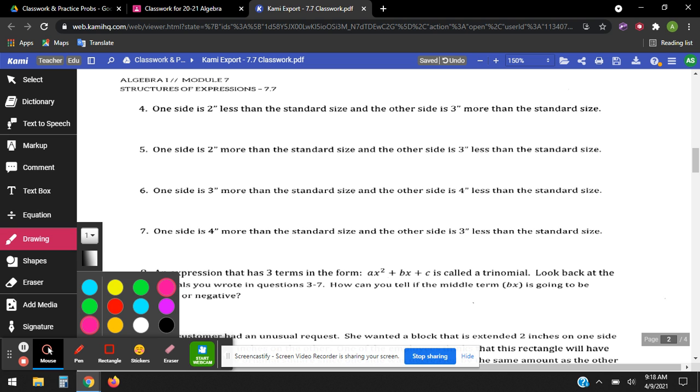One side length is 2 inches less than the standard. The other is 3 more. So here's my original square. I'm going to add 3 on this side, and I'm going to take 2 less. Okay, so I'm taking out 2 of these.